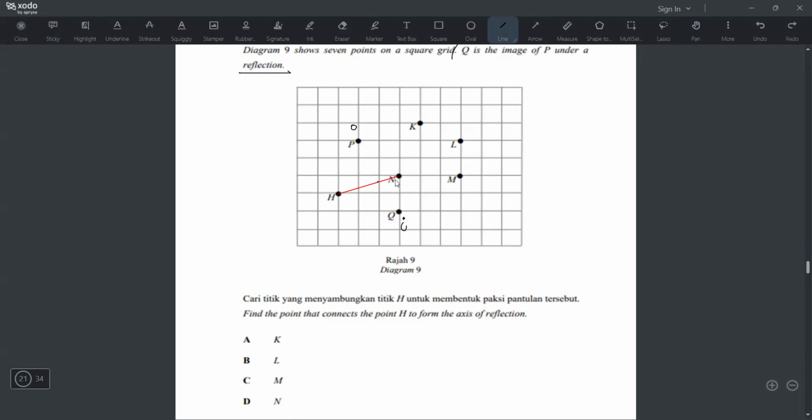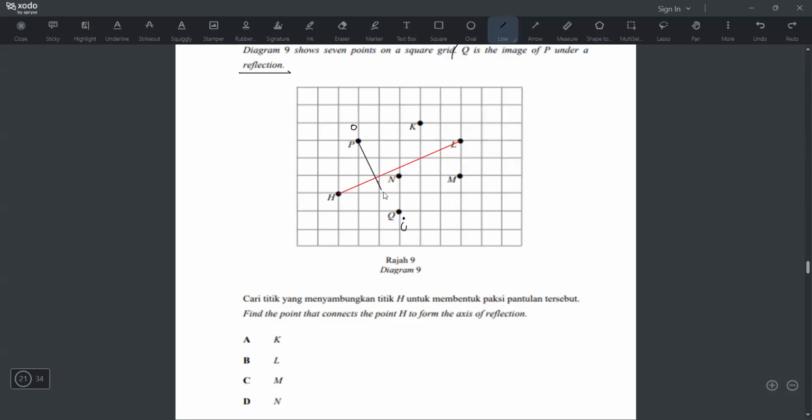So let's try with M. Okay, this one also confirm no lah. Because imagine if you join like this. This one, what do you think? Jarak dia sama? Tak sama mah. Okay, so the only answer yang possible is HL. Oops, HL. So let me draw the HL line and prove to you that the distance will be same.